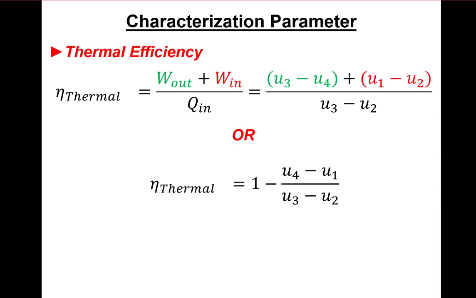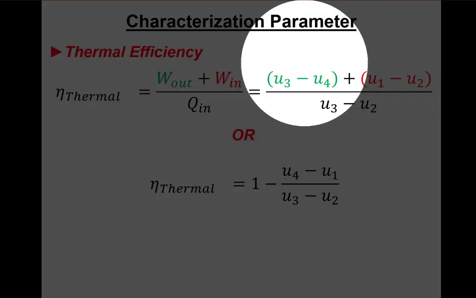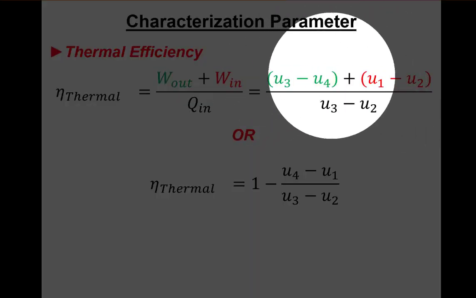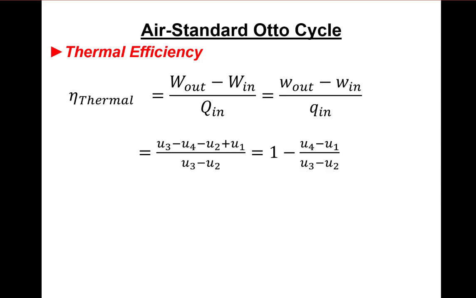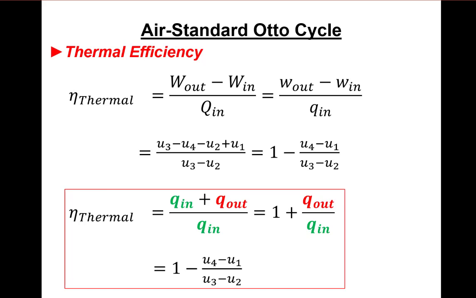Now, if I wanted to, I could group these. So I have u3 minus u2, right? And I could group these so that I could simplify this to 1 minus u4 minus u1 divided by u3 minus u2, right? This is just some algebra. It's okay. I just wanted to show this because, remember, we can think about the thermal efficiency as the net work divided by the heat in, but I can also think about it as the net heat divided by the heat in. So here I just want to show you that that ends up being the same thing, right?